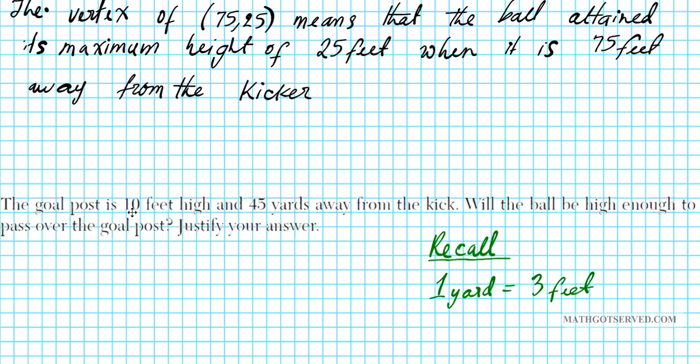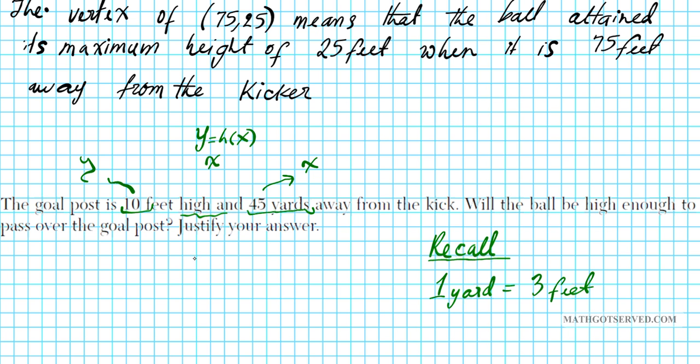Okay, so the goalpost is 10 feet high and 45 yards away. What is the x and what is the y? Remember, the height is the y. We have y equals h of x. And x is how far you are, okay? So which is the x and which is the y? 10 feet high, this is your y coordinate. 45 yards away, this is your x coordinate.